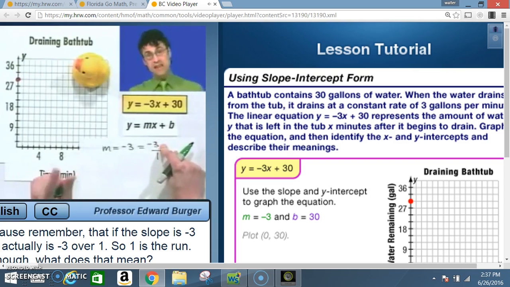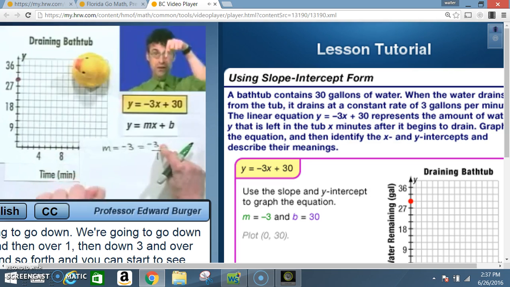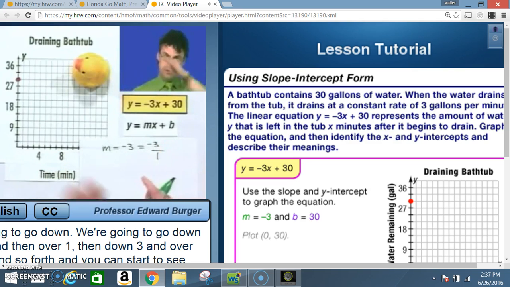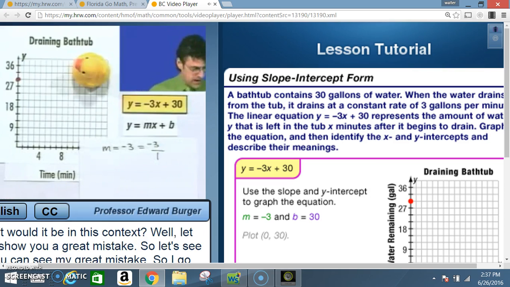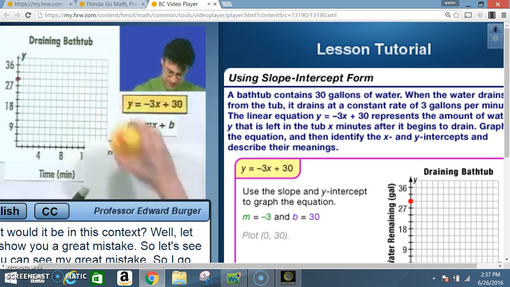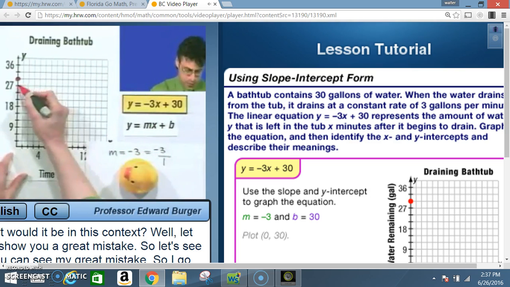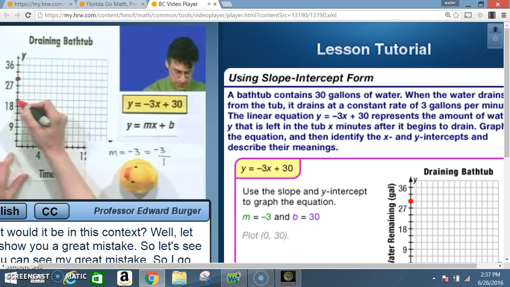-3, though, what does that mean? Negative means we're going to go down. We're going to go down 3 and then over 1, then down 3 and over 1, and so forth, and you can start to see the line. So what would it be in this context? Well, let me show you a great mistake. So let's see if you can see my great mistake. So I go 1, 2, 3, down 3, and over 1.